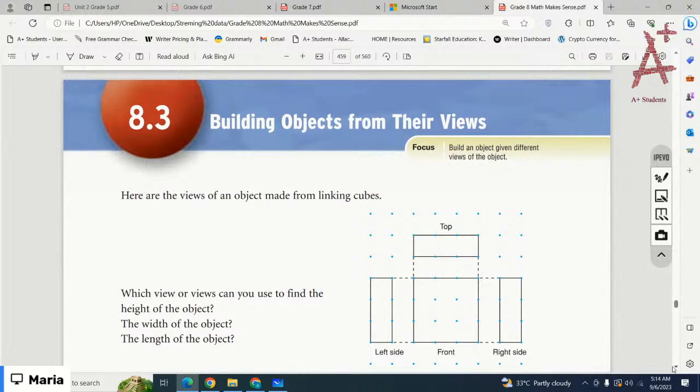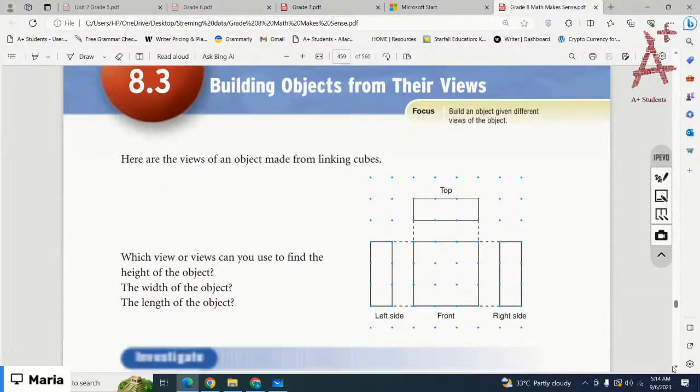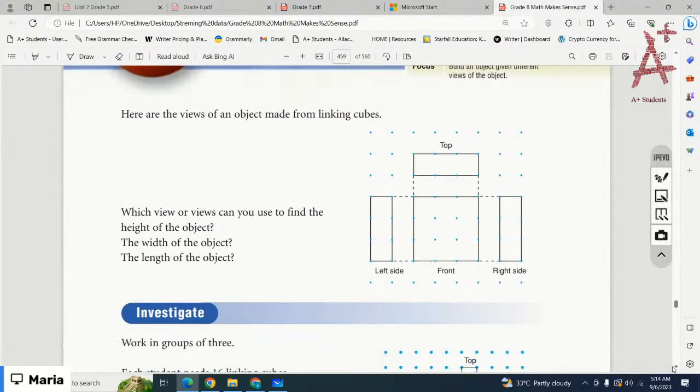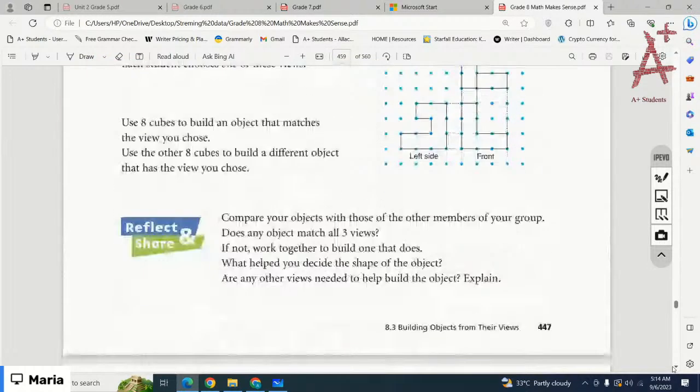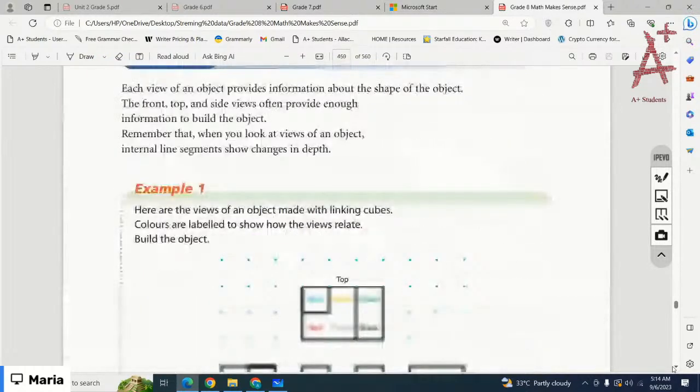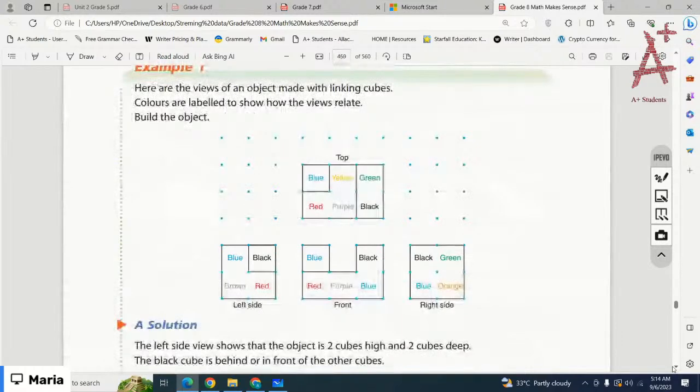Building objects from their views. Okay, you have views. You have to use the views and you have to draw the buildings. Here is the view of an object made with linking cubes. Colors are labeled to show how the views relate. Build the object. Now you're given the views, and you have to build the object using the views.